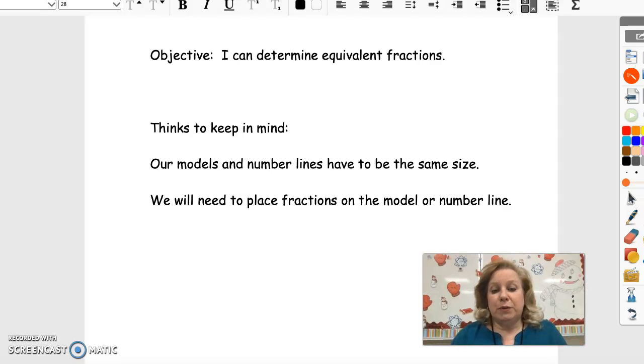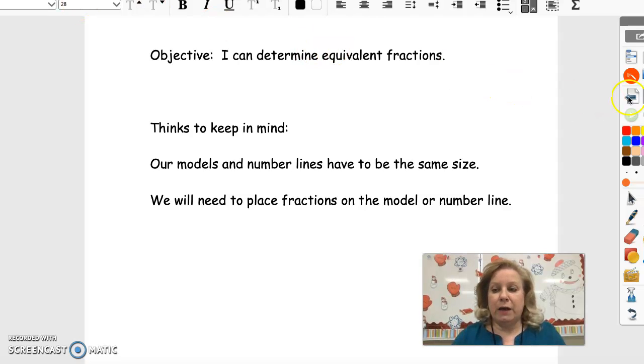We will need to place fractions on the model or number line. So you have to actually put your fractions on the model or the number line. So if you're showing fourths, you want 1/4, 2/4, 3/4, 4/4 on your number line. If you're showing a pie in fourths, you can either label it with the unit fraction 1/4 all the way around, or you can count 1/4, 2/4, 3/4, 4/4. And I'll show you what I mean in a second.